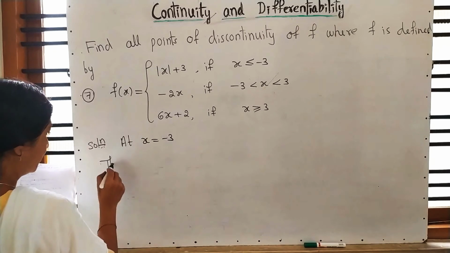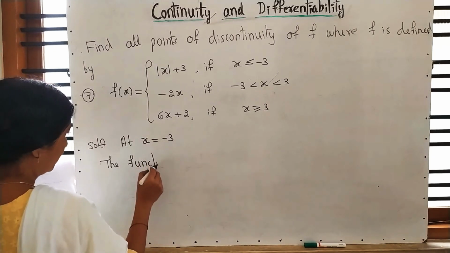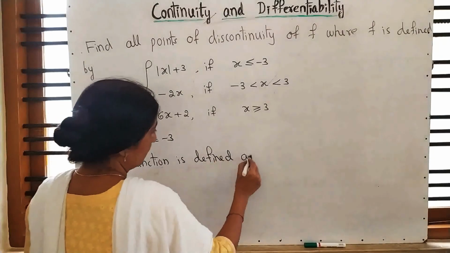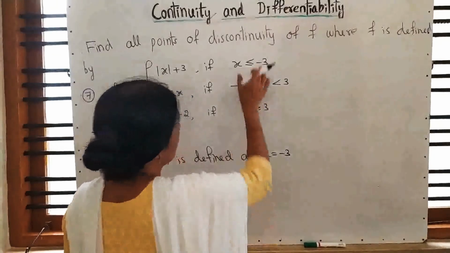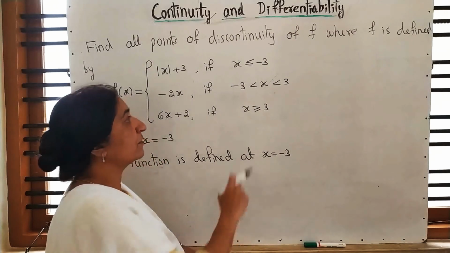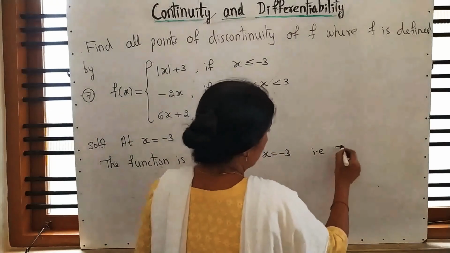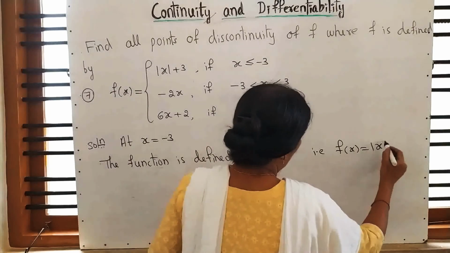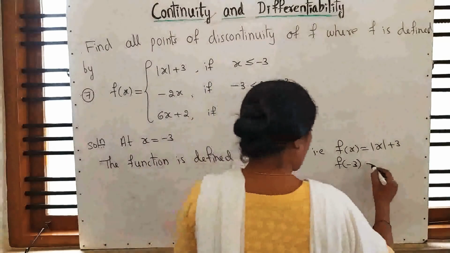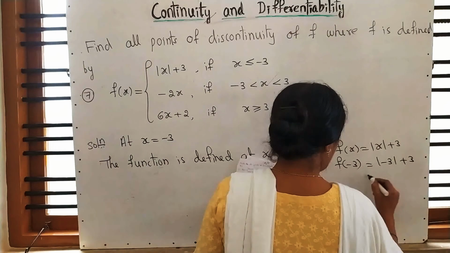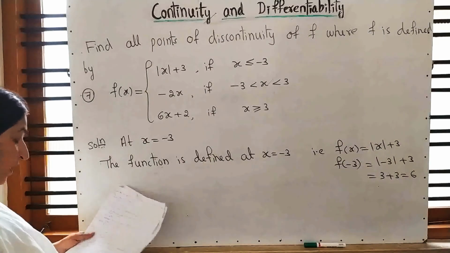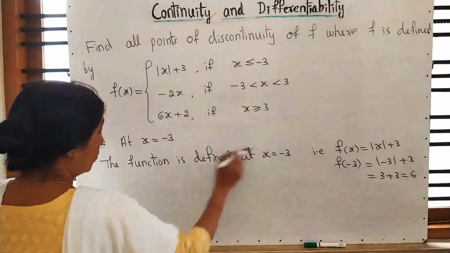See, the function is defined at x is equal to minus 3. Out of these three expressions, where it is x is equal to minus 3 in the first equation, that is f of x is equal to mod x plus 3. So f of minus 3 is equal to mod of minus 3 plus 3, that is nothing but 3 plus 3 is equal to 6. Is the function defined or what? Yes, the function is defined at x is equal to minus 3.